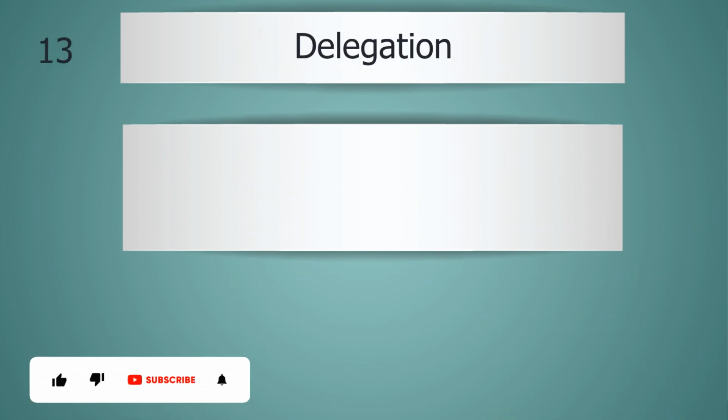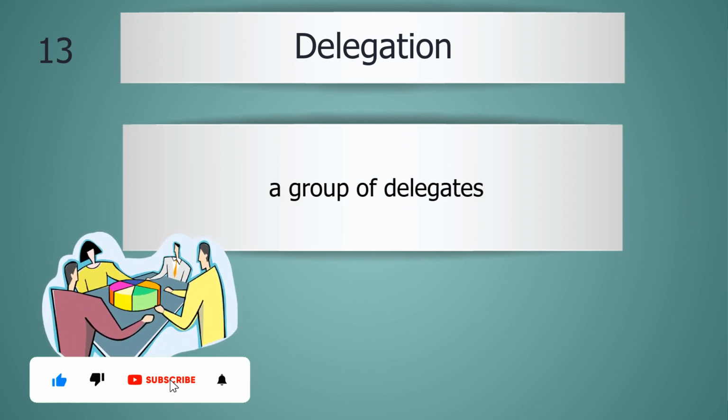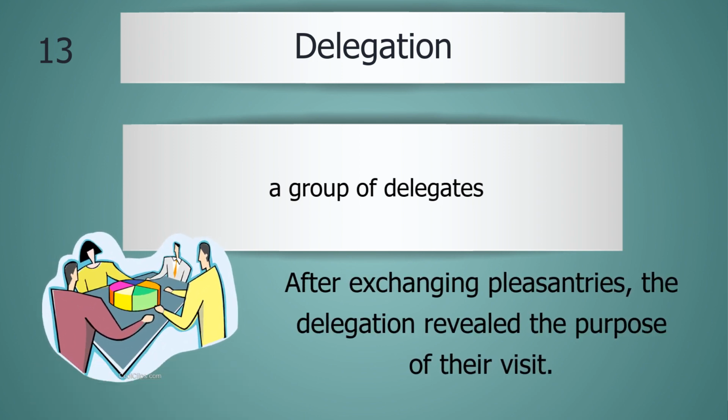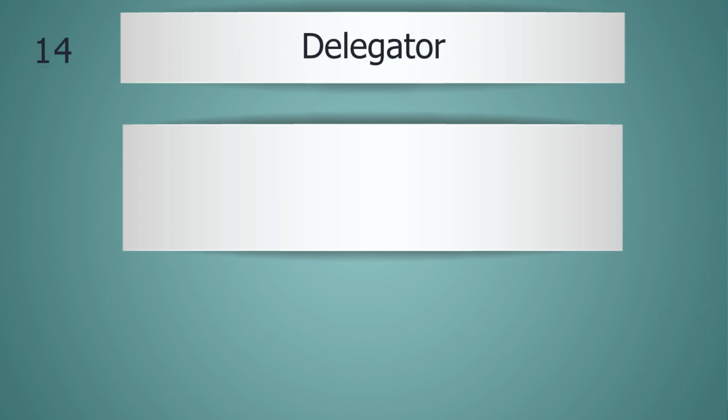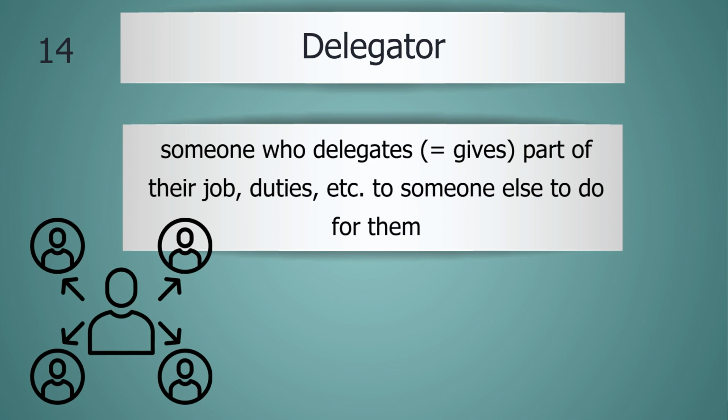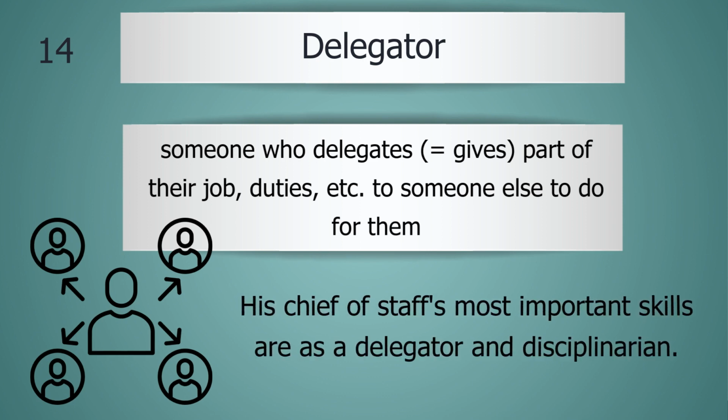Delegation. A group of delegates. After exchanging pleasantries, the delegation revealed the purpose of their visit. Delegator. Someone who delegates part of their job, duties, etc. to someone else to do for them. His chief of staff's most important skills are as a delegator and disciplinarian.